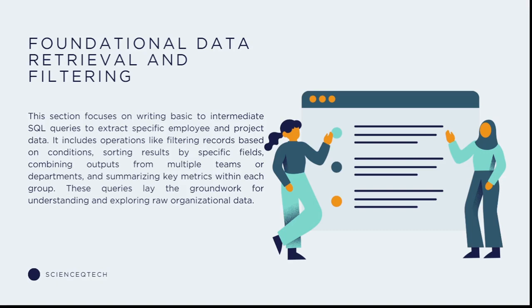Section 1. Foundational data retrieval and filtering. This section includes queries that help retrieve and filter data based on various employee attributes. Instead of technical SQL terms, think of it as operations like narrowing down records based on conditions, sorting employees by their ratings, or grouping employees by department to understand patterns. These basic operations are the foundation for interpreting raw organizational data.